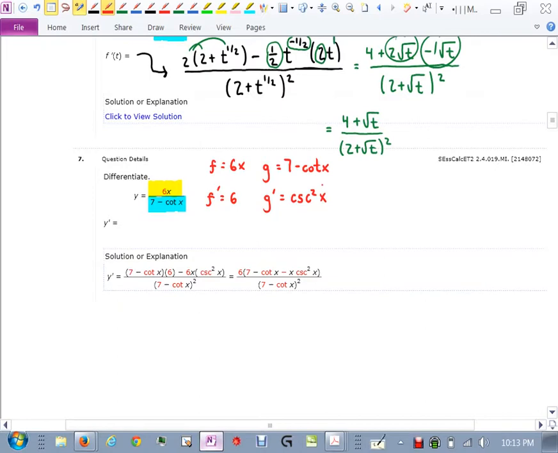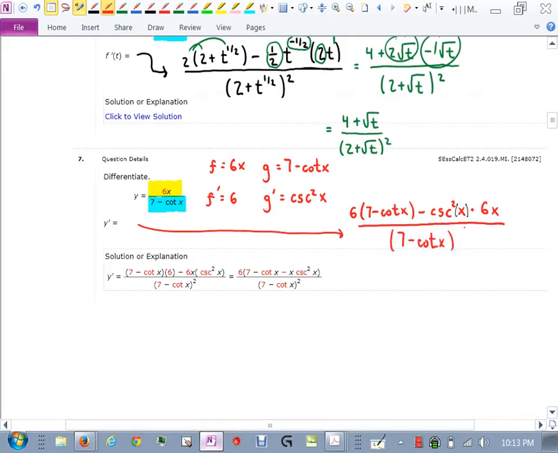All right, now we're ready to use our quotient rule. So quotient rule tells me that my derivative will be f prime times g minus g prime times f, which is 6x. And just remember that the x here is trapped inside the cosecant function. You can't multiply that x times 6x and get 6x squared. That's a big no-no. Okay, all over bottom squared, g squared. So 7 minus cotangent x and then squared.